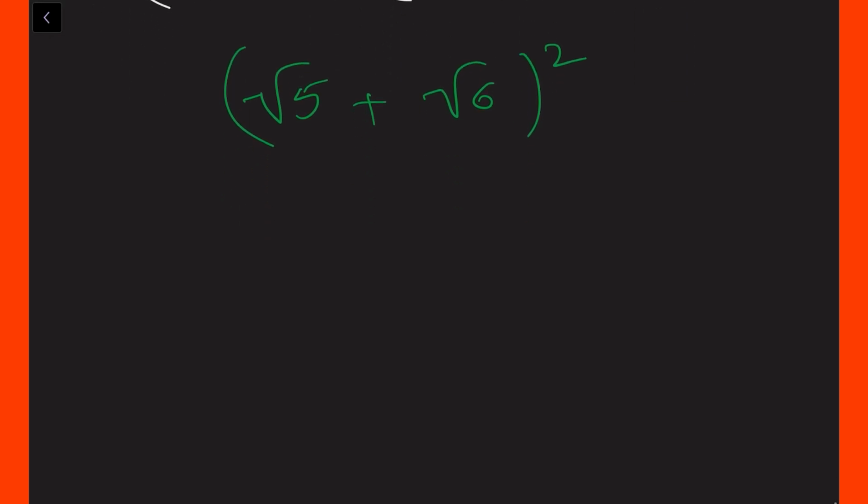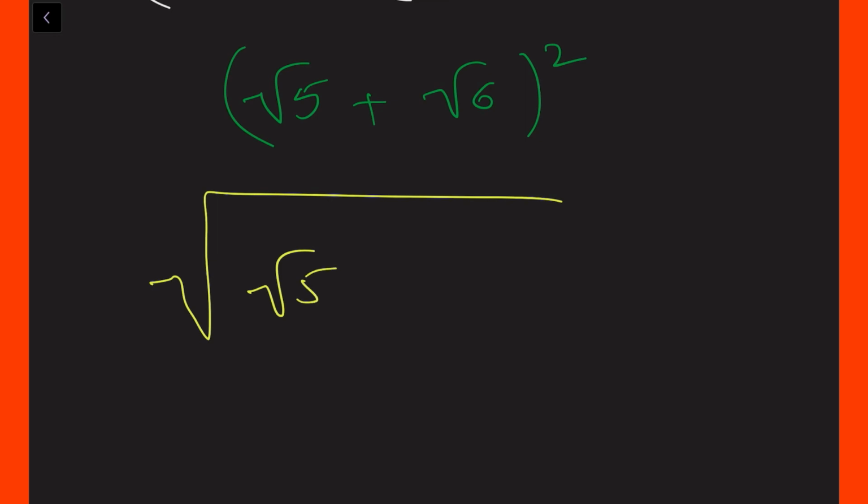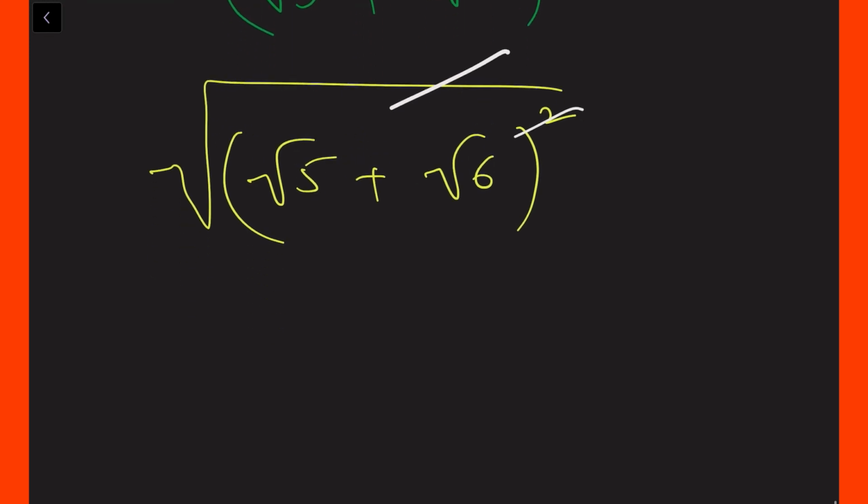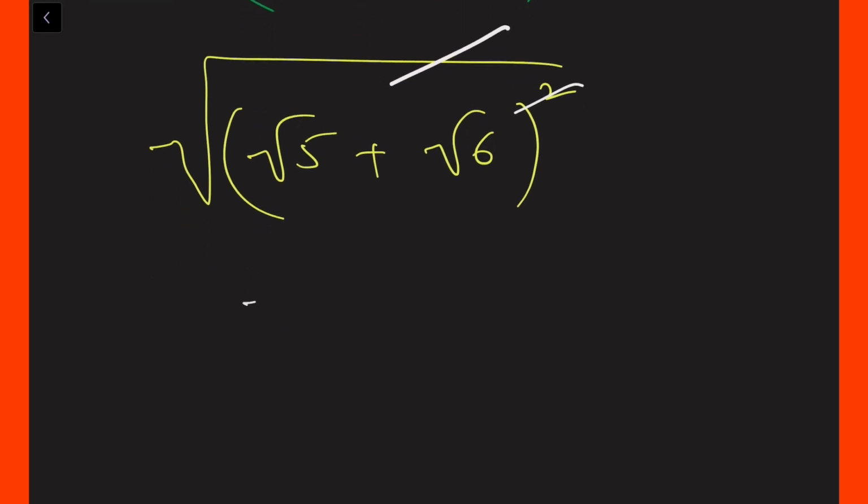So the given question I simplified. Now for this one we need to find out the square root. So square root of root 5 plus root 6 whole square. Here square root and square both will get cancelled. So we remain with the final answer: root 5 plus root 6.